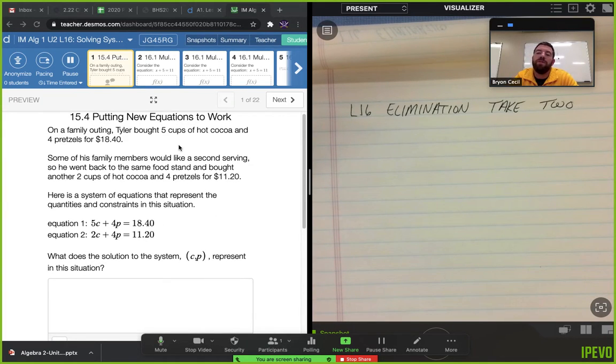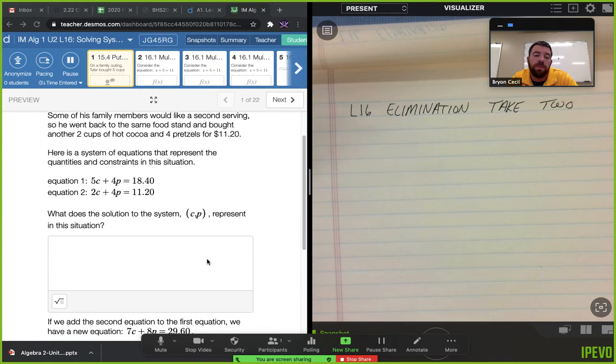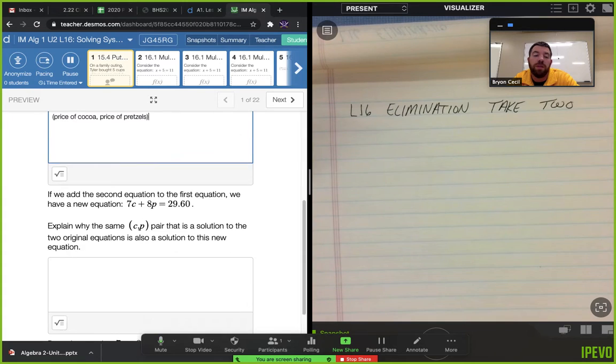Let's start with what we finished with yesterday. On the family outing, Tyler bought 5 cups of the cocoa. He bought the 4 pretzels. Then he went back and he bought more cups of cocoa, more pretzels. Here are the equations, and it says, what does the solution to the system represent in this situation? The solution, remember, is I'm finding C and I'm finding P, so it would be the price of cocoa and the price of pretzels. That would be the solution to my system.